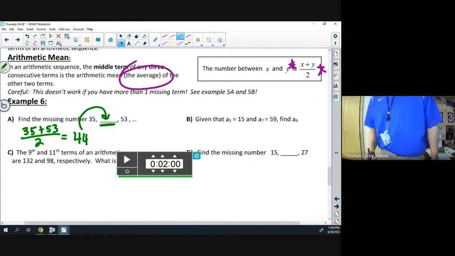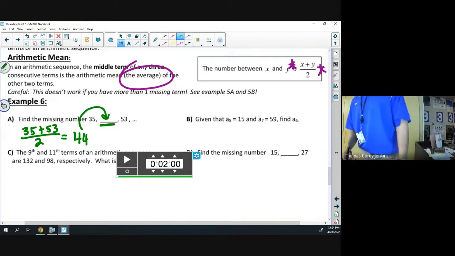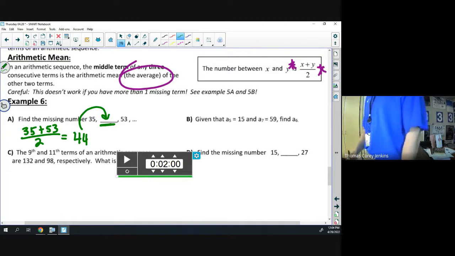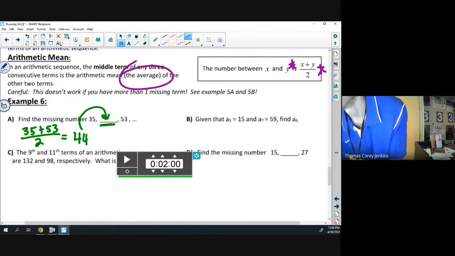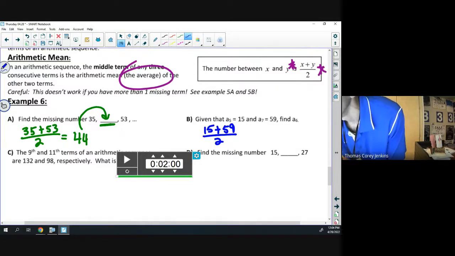Okay. And sometimes they'll be worded like B, okay? So a sub 5 is this, a sub 7 is that. So find the number in between them. Let's just find their average, okay? So 15 plus 59 divided by 2. So what's that? 74 over 2 would be 37, right?